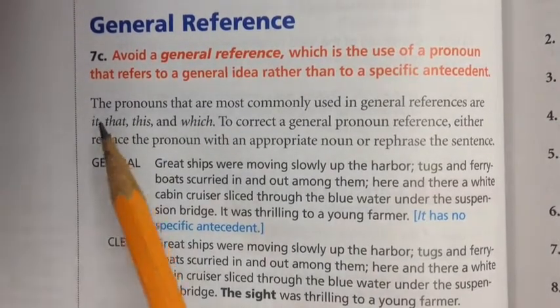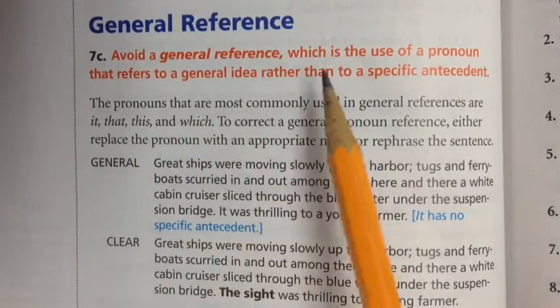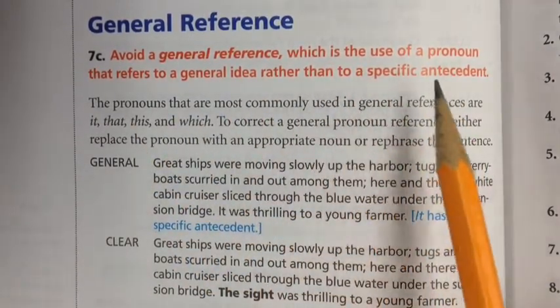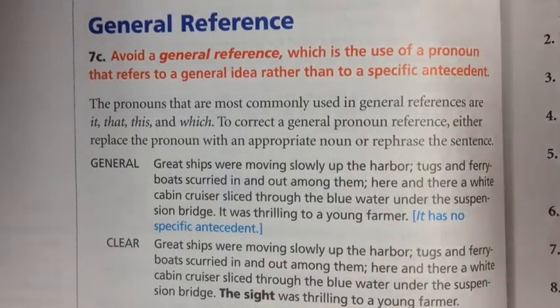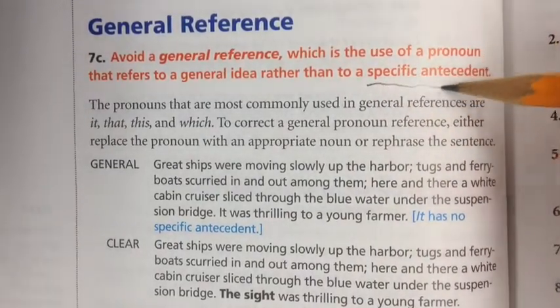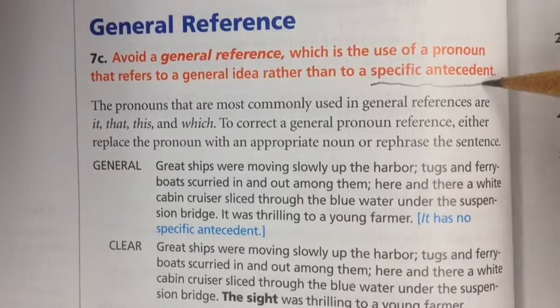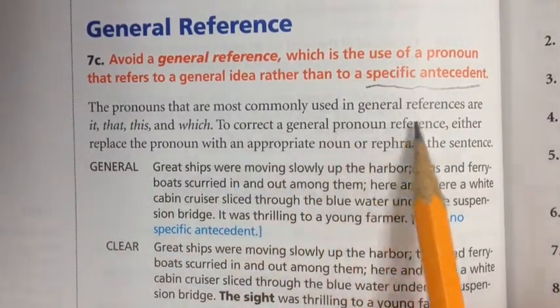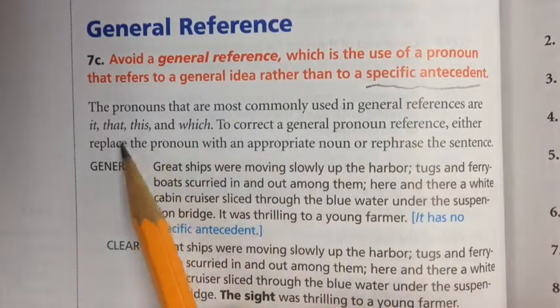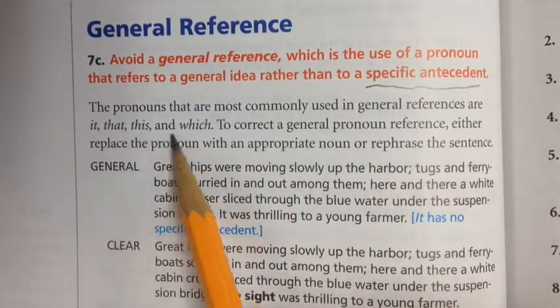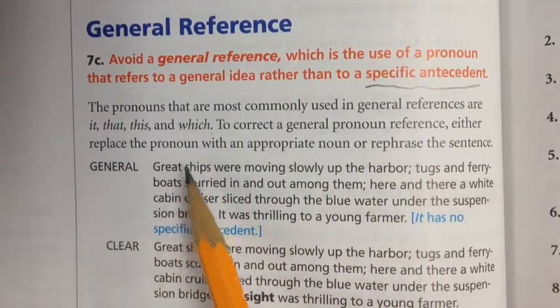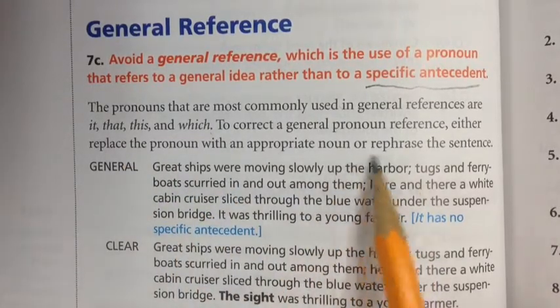So if you look at the definition, it's right here. Avoid a general reference, which is the use of a pronoun that refers to a general idea rather than to a specific antecedent. This is the key thing: specific antecedent. One specific antecedent. The pronouns that are most commonly used in general references are it, that, this, and which. To correct a general pronoun reference, either replace the pronoun with an appropriate noun or rephrase the sentence.